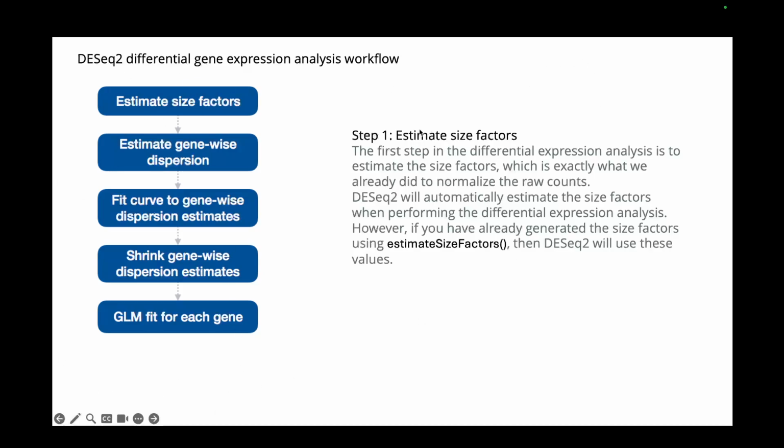The first step is the estimation of size factors. The first step in the differential expression analysis is to estimate size factors, which is exactly what we did to normalize the raw counts. It will estimate the size factors while performing the differential expression analysis. But there is also another command in DESeq2, estimateSizeFactors, which will estimate it beforehand. So basically this is a normalization step. It estimates which gene has more transcripts, which has less transcripts, this kind of stuff. The size factors it will estimate.